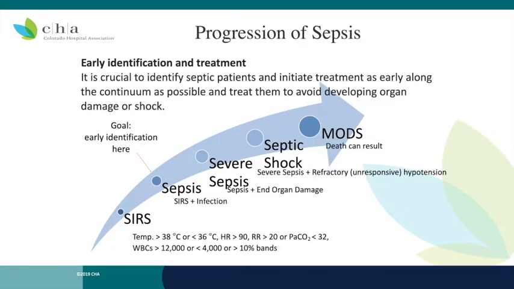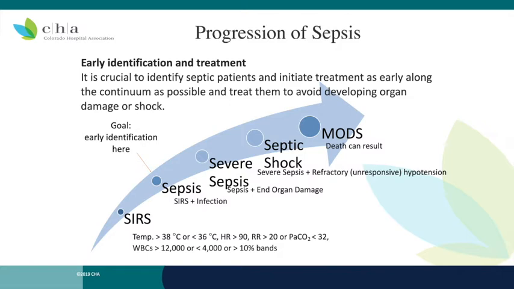So the progression of sepsis begins with SIRS, and SIRS stands for Systemic Inflammatory Response Syndrome. The presence of SIRS does not necessarily mean that the patient has an infection, because we talked about other sources of inflammatory response such as anaphylaxis. So SIRS criteria, in order to qualify for it, you need at least two of the qualifying factors. The temperature needs to be greater than 38 degrees Celsius, which is 100.4 degrees Fahrenheit, or less than 36 degrees Celsius, which is less than 96.8 degrees Fahrenheit.